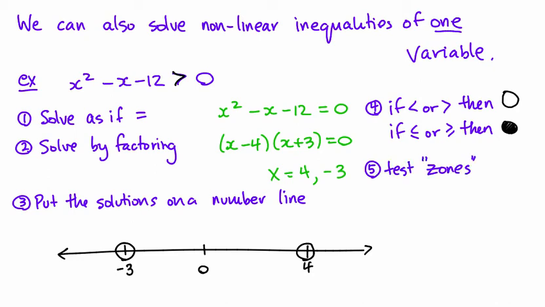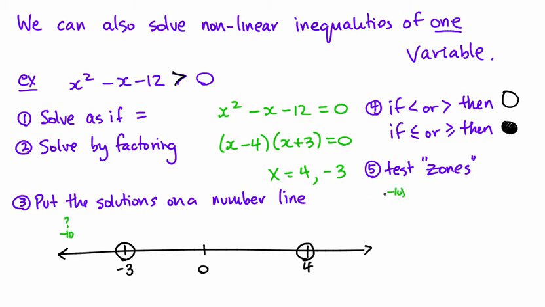So what I mean by that is there's a zone less than negative 3, there's a zone between negative 3 and 4, and there's a zone bigger than 4. So I pick a number in each of those zones and substitute it back into the original inequality and see what happens. So for instance, I could try negative 10. Somewhere over here is negative 10.